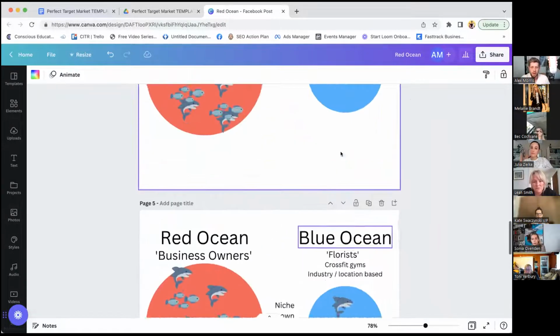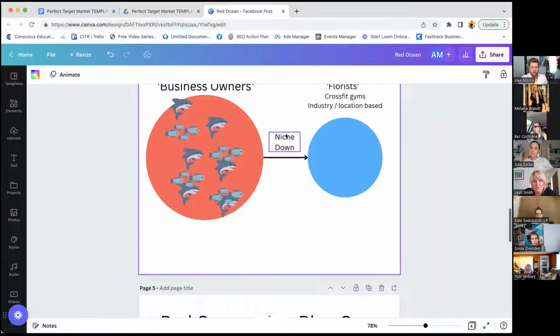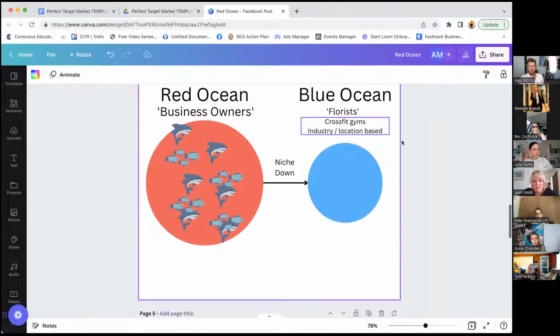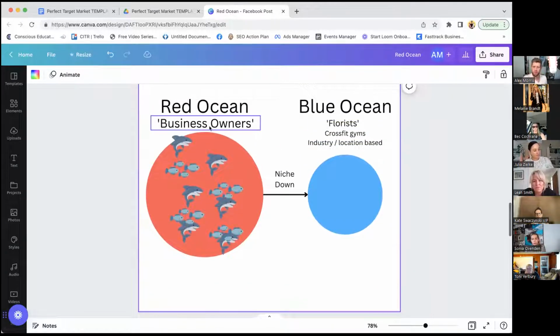So what I put here by saying niche down, florists, CrossFit gyms, that sort of thing, means that if you're trying to help business owners in general, but you want to be more specific and get yourself into a niche where there's less competition, just add in one extra step of refinement.